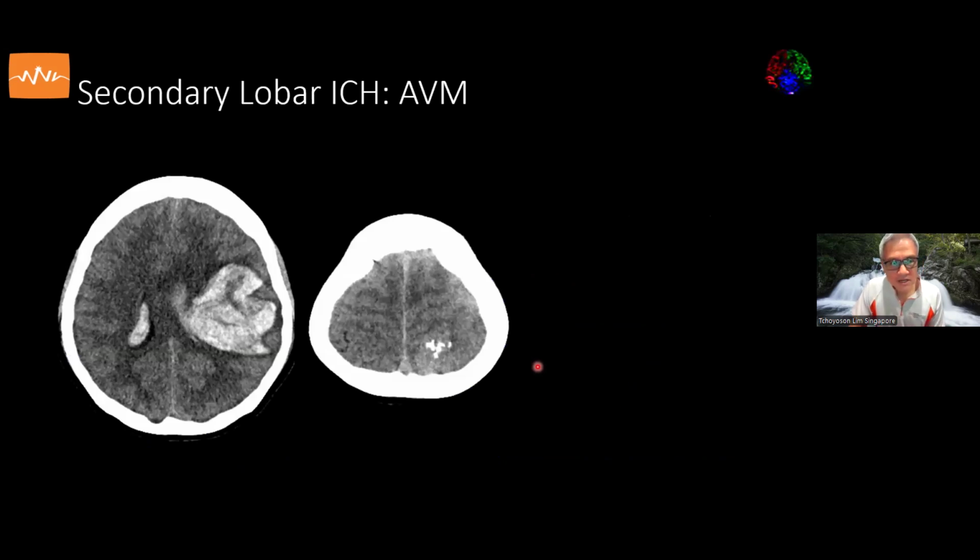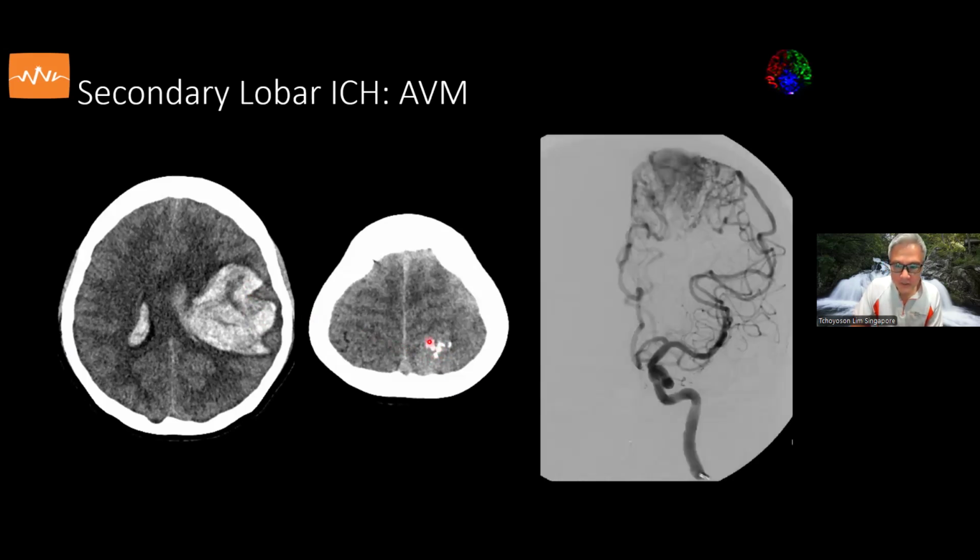So here are some examples of secondary hemorrhage. Here's a peripheral hemorrhage and the associated calcific nidus in a patient who has AV malformation. And the DSA shows us very clearly the dilated feeding artery, the nidus, and the beginnings of the draining vein.